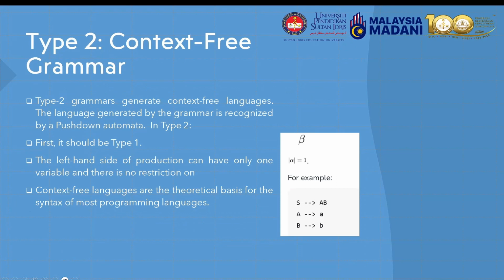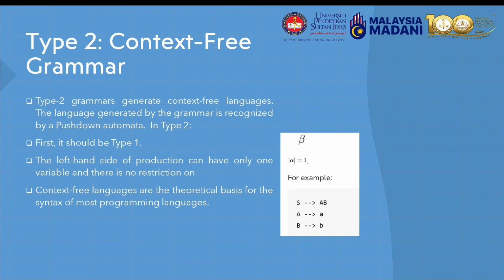Okay, and then we go to the context-free grammar, type 2. Type 2 requires a single non-terminal on the left hand side, alpha, of the production rules, and the right side, beta, is a combination of non-terminals and terminals.